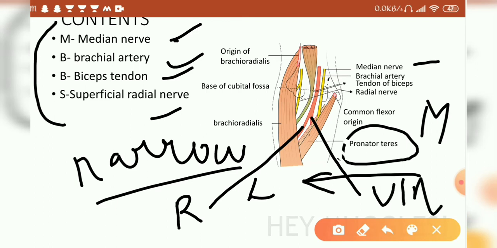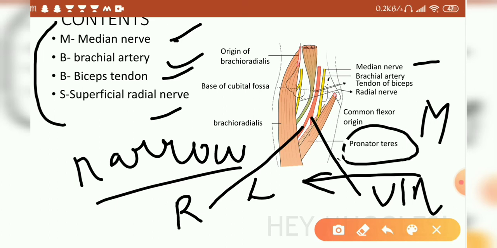Okay. So the brachial artery terminates into radial and ulnar artery. Radial artery is superficial and ulnar artery is deep and it passes between the heads of pronator teres. It passes deep to pronator teres.